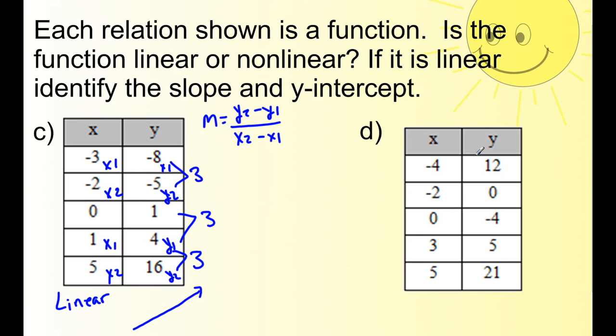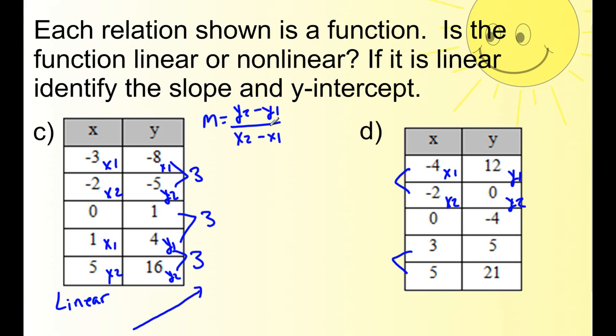Letter D. We'll do the same deal. I'm going to pick 2 points, and maybe those 2 again, and I'm going to find the slope. If the slope is the same, it's linear. If the slope is not the same, it's not linear. So x1, y1, x2, y2.